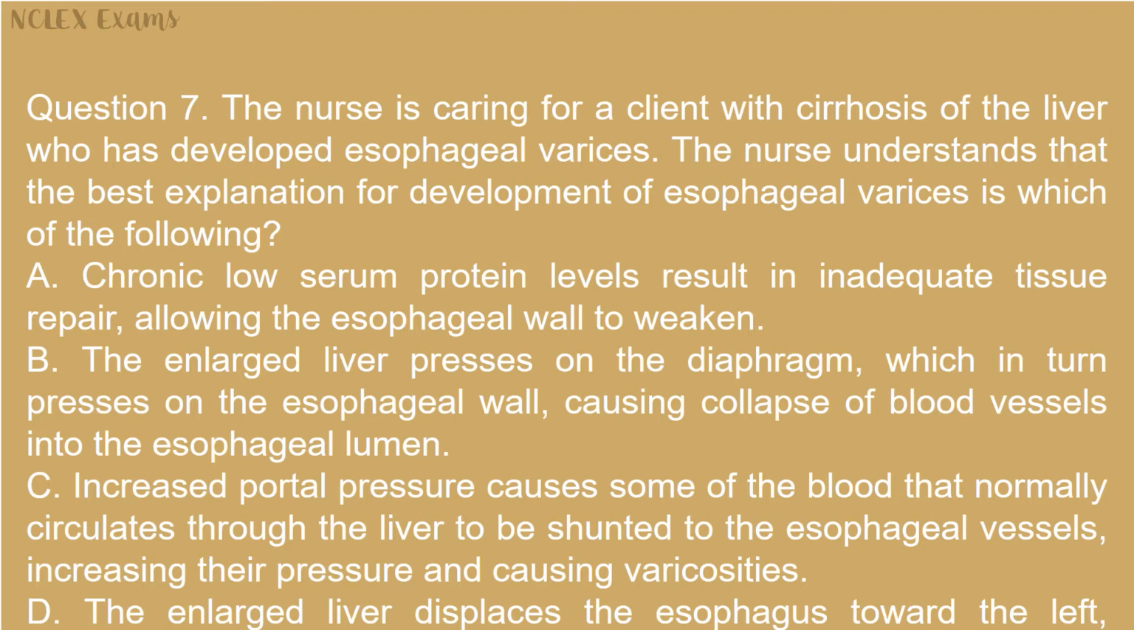C. Increased portal pressure causes some of the blood that normally circulates through the liver to be shunted to the esophageal vessels, increasing their pressure and causing varicosities. D. The enlarged liver displaces the esophagus toward the left, tearing the muscle layer of the esophageal blood vessels, which allows smaller aneurysms to form along the lower esophageal vessels.